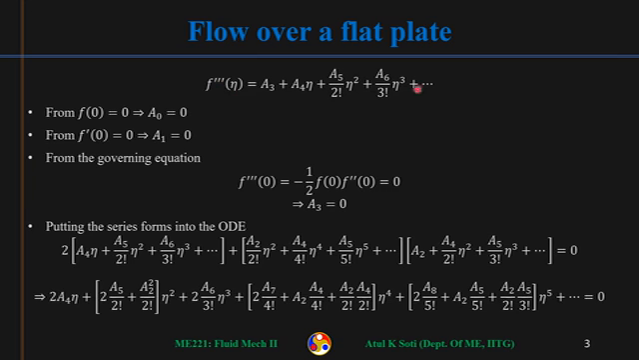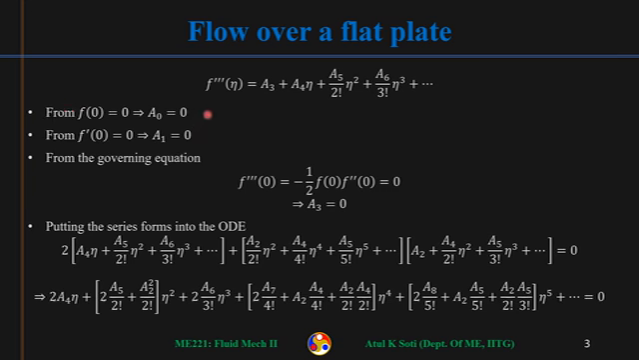Then start applying boundary conditions. So first boundary condition, f at 0 should be 0. That will give us a0 should be 0. At eta is equal to 0, if it needs to be 0, then the constant part needs to be 0. Similarly, f prime at eta is equal to 0 needs to be 0. So that will give a1 is equal to 0. So both a0 and a1 are 0 from boundary conditions.